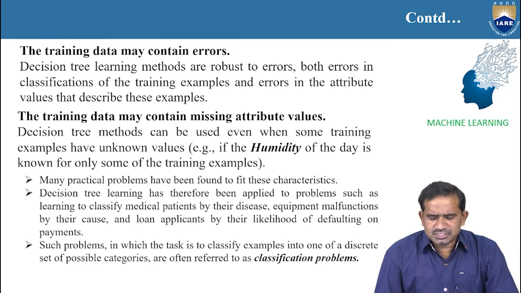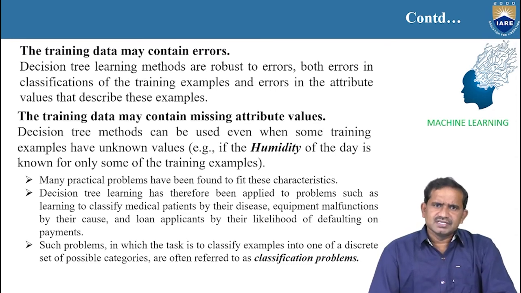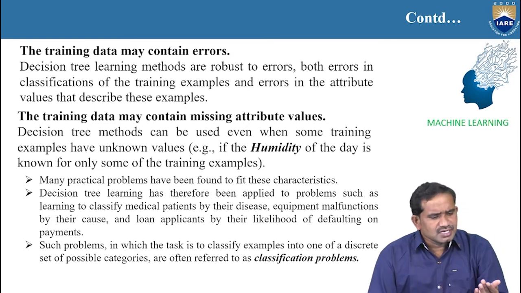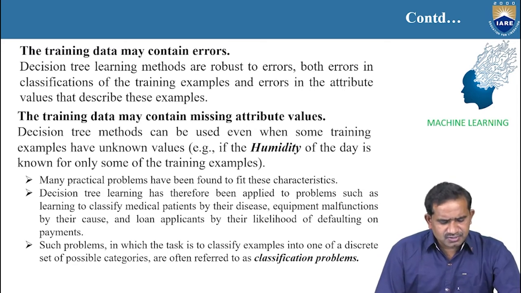But especially in the decision tree learning algorithm, there may be some problems or some errors. Why? Because we are collecting the data from databases, and sometimes we can accept some errors based on the requirement or need. Right. Final characteristic about the decision tree.